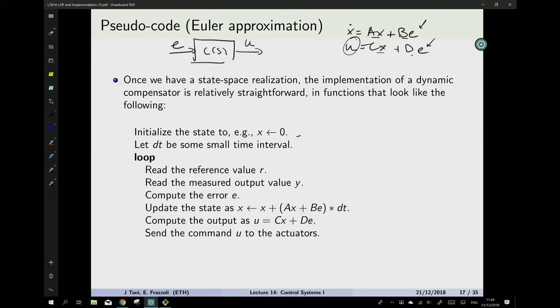Now, there's a key element to keep in mind, that is, computers don't know how to do derivatives. We'll look at this a little bit more in detail in control systems too, but they don't know how to do derivatives. So what do we do? We have to approximate derivatives. So we approximate the derivatives with this concept of finite differences.